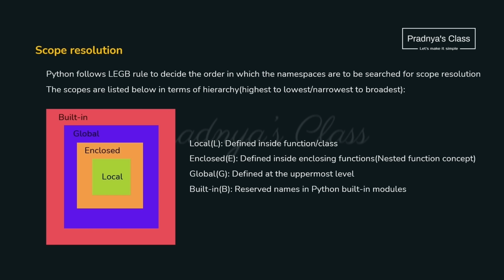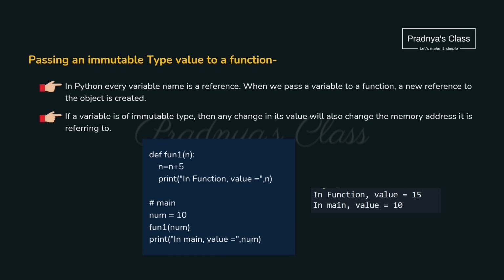That's why Python follows the LEGB rule. First the local variable will get considered, then enclosed, global and then built-in. For now we will concentrate on local and global variables. Here is one more concept when we are dealing with functions: passing mutable data types and immutable data types. First let's understand what happens when we pass an immutable data type to the function. You know what immutable data types are. Immutable data types are numbers, strings and tuples.